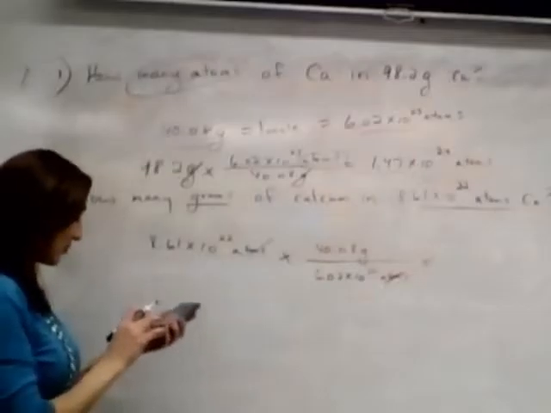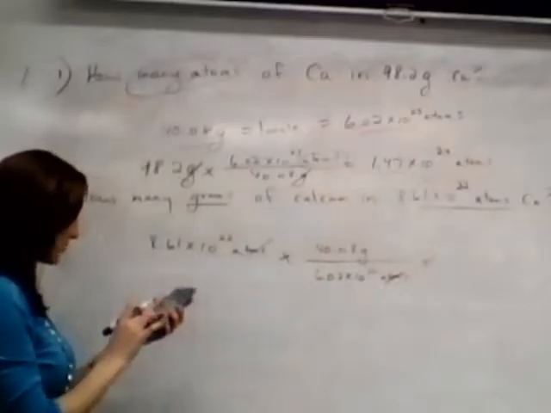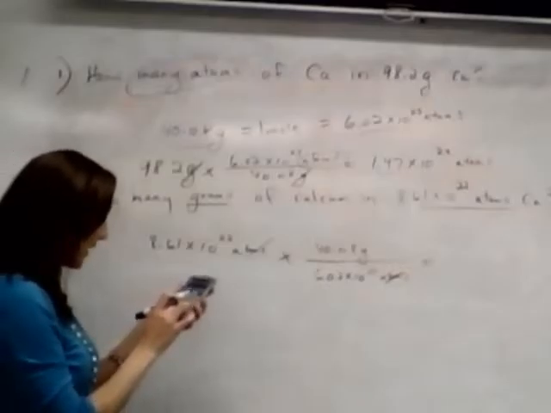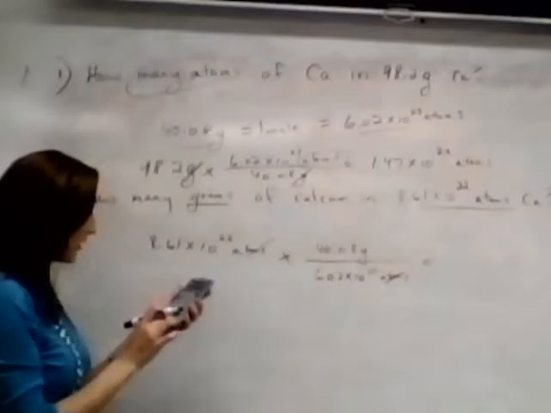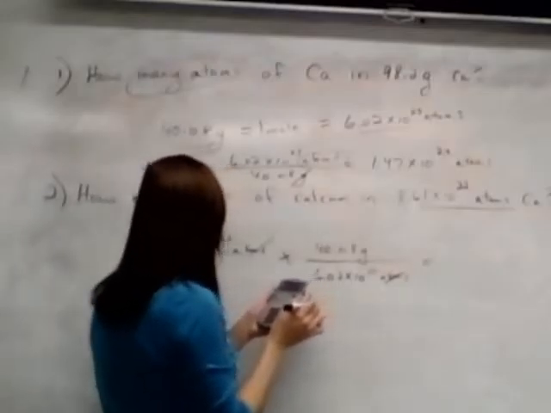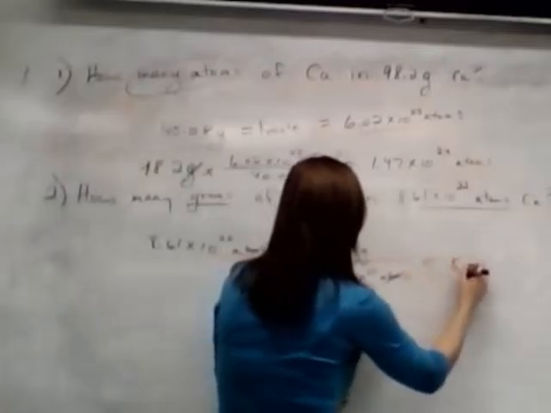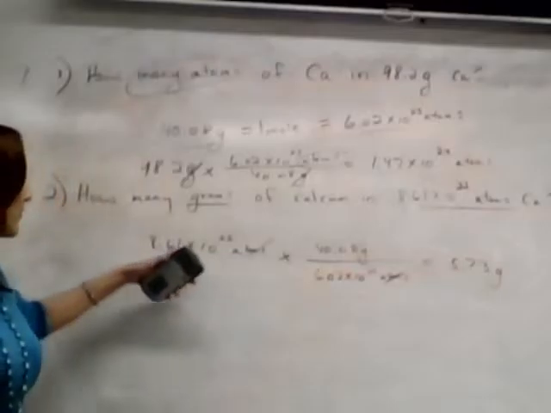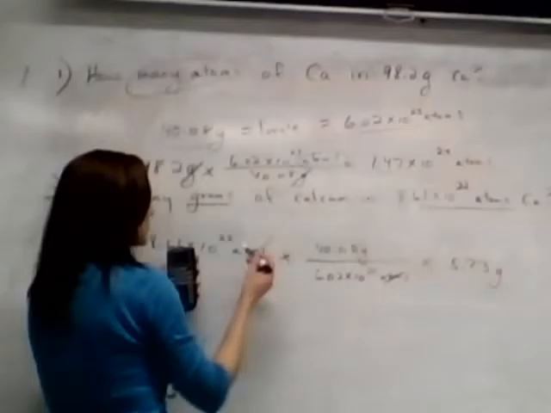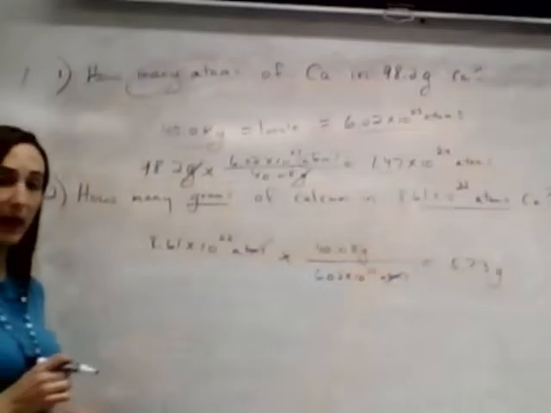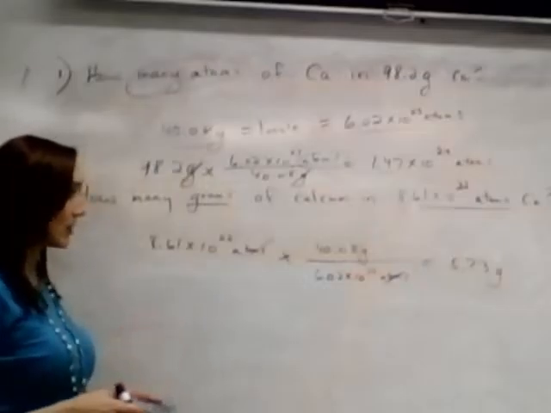So 8.61, and don't forget to use the correct buttons on your calculator so that doesn't mess this up, times 40.08 divided by 6.02 times 10 to the 23rd, and I get 5.73 grams, because that's the unit that's left over, 5.73 grams of calcium. This number of atoms is less than Avogadro's number, so that's less than a mole, so my mass is coming out to be less than the mass of 1 mole of atoms. So we can check our logic that way.